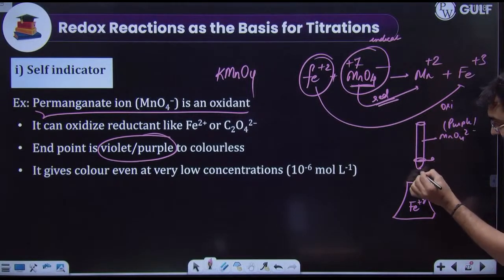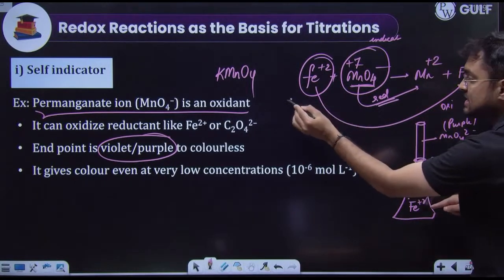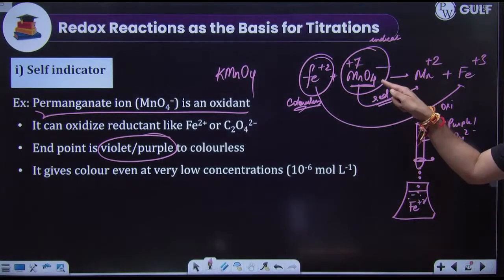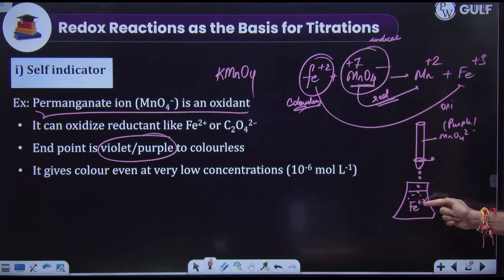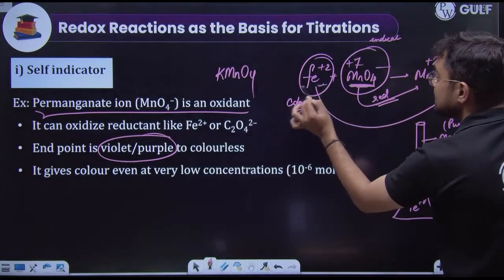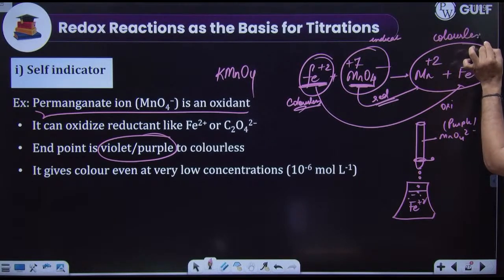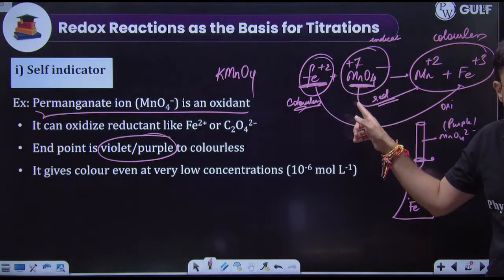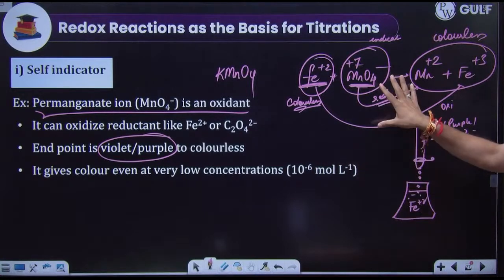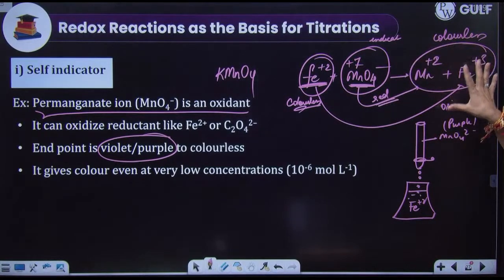When I open this tap, one drop will go into the solution. And this iron is colorless. So as soon as this one drop falls into Fe2+, we shake it, it again becomes colorless. Why? Because this MnO4- reacted with iron, so the product that we are getting is also colorless. As soon as the color of MnO4- becomes colorless, we will say that the reaction is going on, because this MnO4- is getting consumed by Fe2+. So this colorful MnO4- becomes colorless when it meets Fe2+.